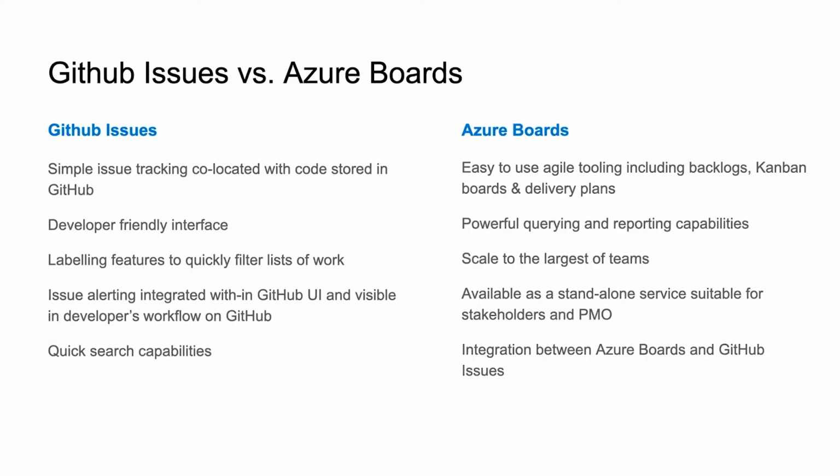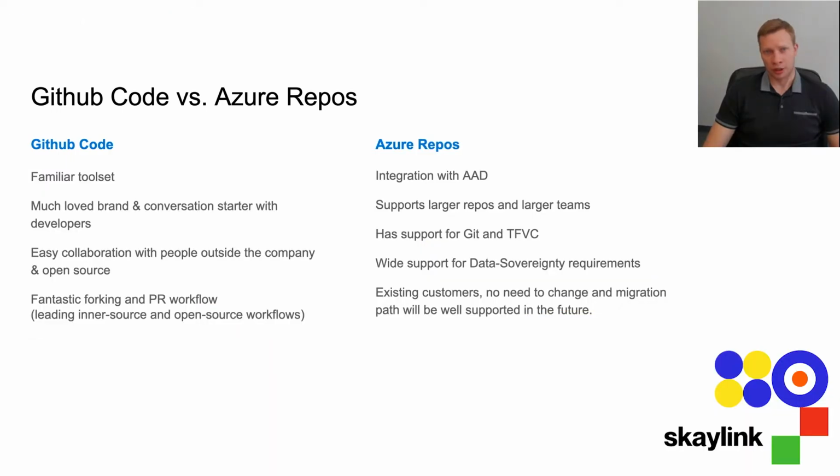Azure Boards can also integrate with GitHub Issues, but additionally you can do delivery plans, and you can do powerful querying and reporting. So if you have some kind of PMO that does the reporting and so on, Azure Boards has that capability, while GitHub Issues does not. Azure Repos and GitHub Code are another pair of similar products from Microsoft.